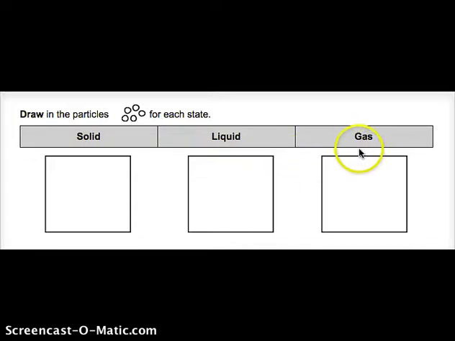The last state is a gas. If you put gas into this container, what would the particles look like? Go ahead and draw your particles now. Press pause to complete these three boxes. Press play when you're done.